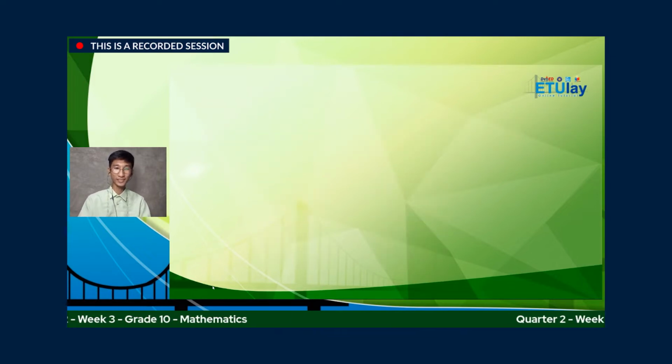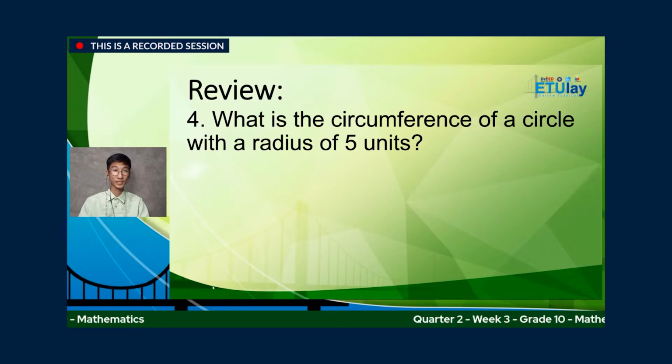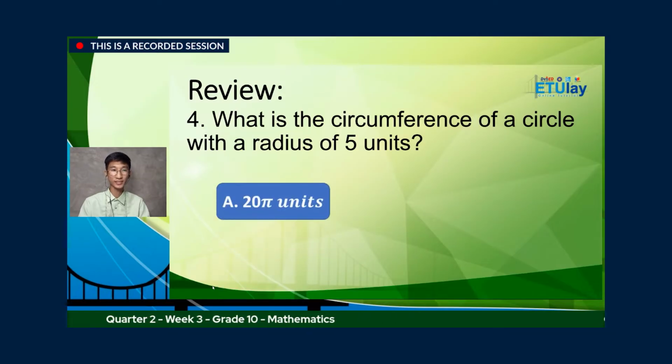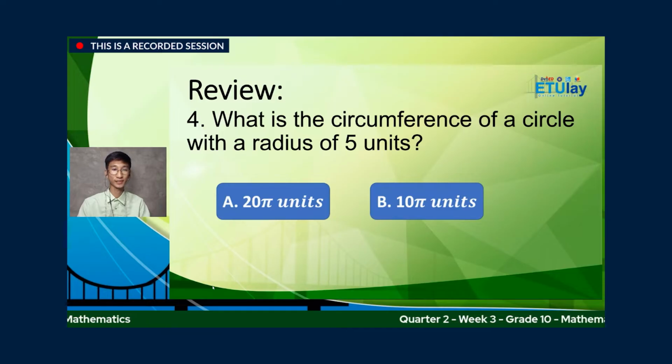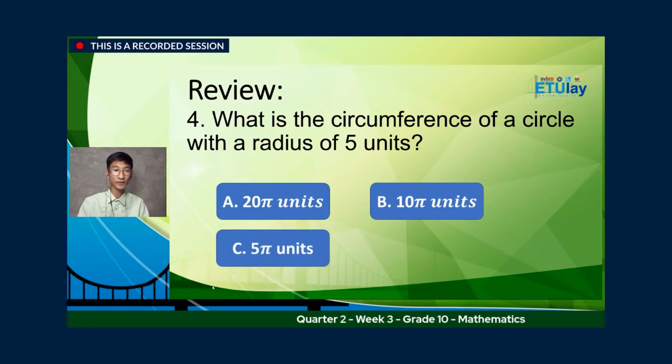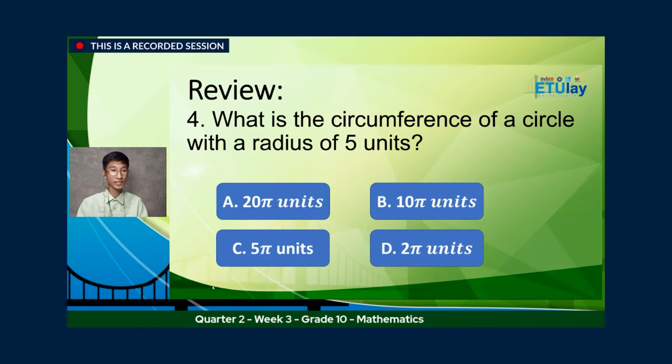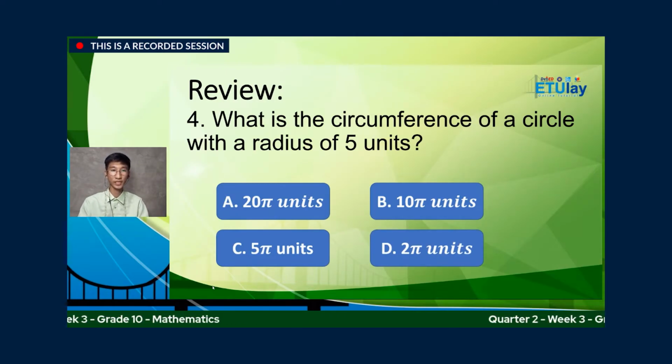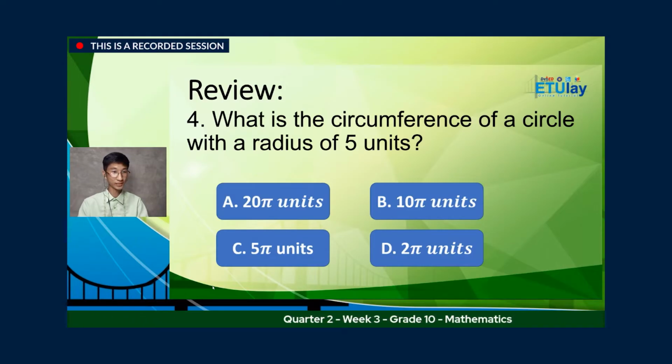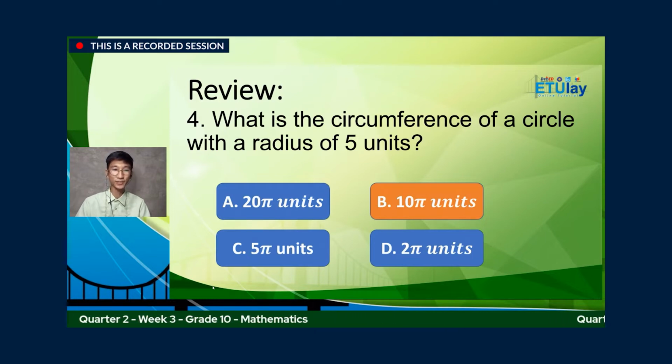In number 4, what is the circumference of a circle with a radius of 5 units? A, 20 pi units, B, 10 pi units, C, 5 pi units, or D, 2 pi units. If your answer is B, tama! 10 pi units.